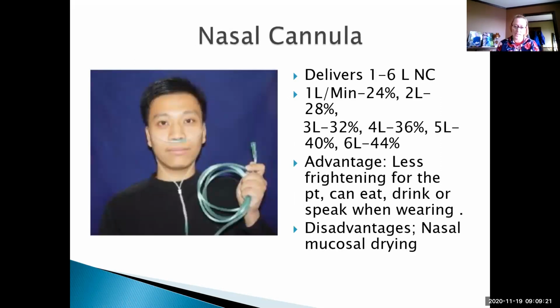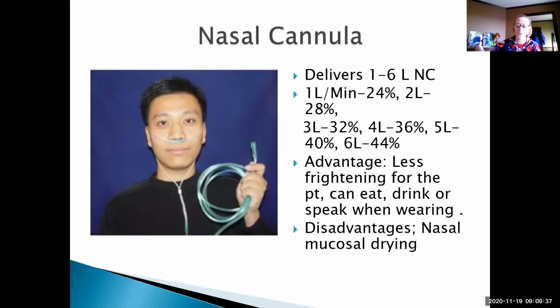So here is our nasal cannula. Pretty sure he's not getting any oxygen right there. But anywhere from 1 to 6 liters, typically with our nasal cannula. If you're going above 6 liters, then you should be switching to some type of mask.